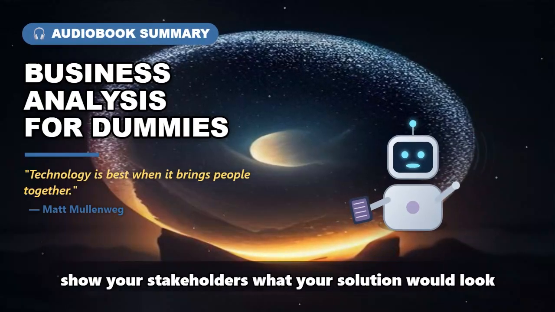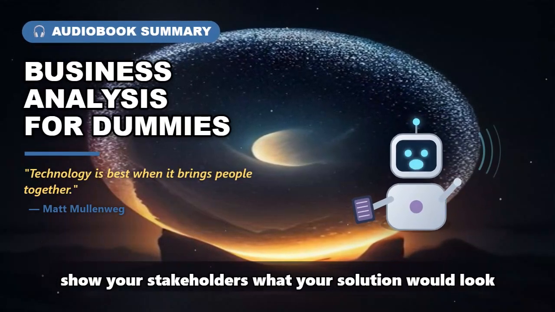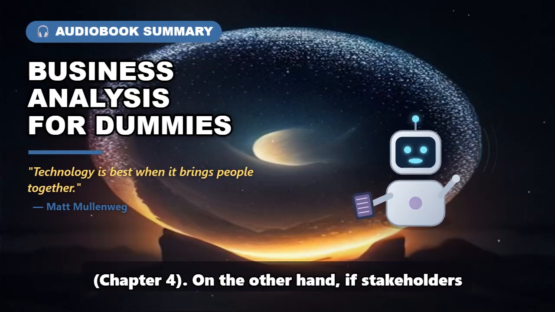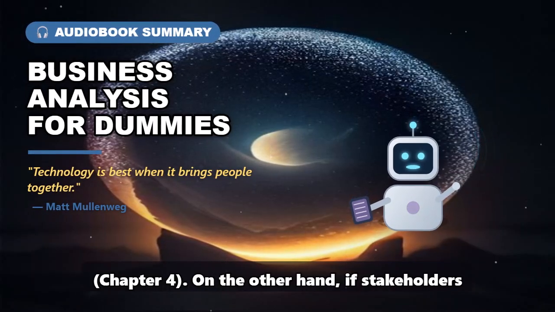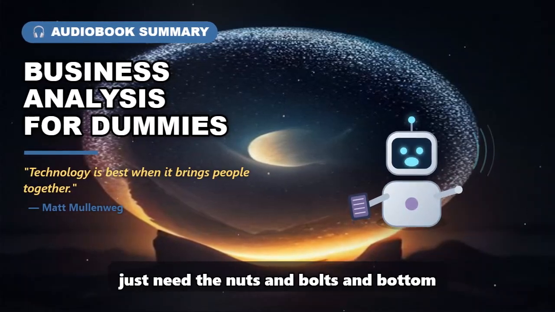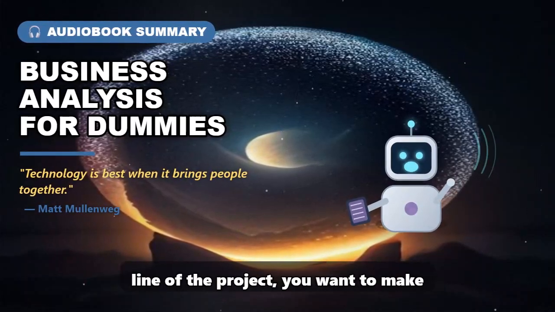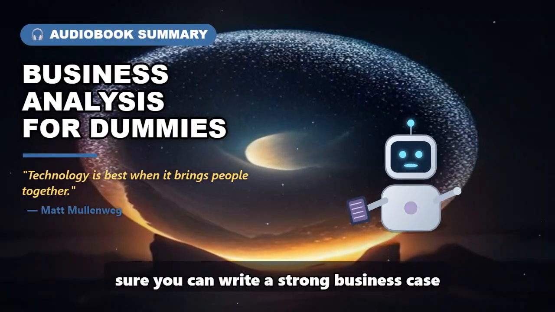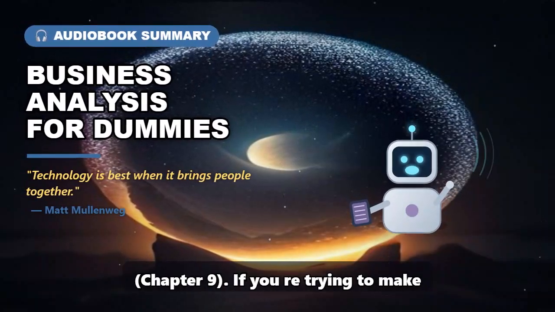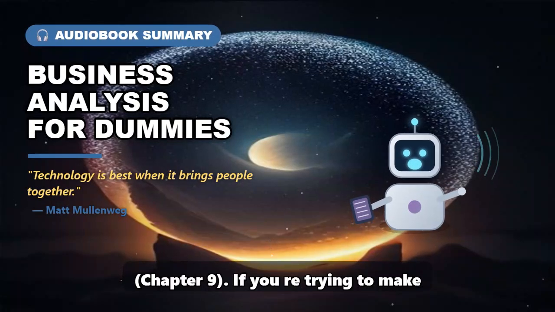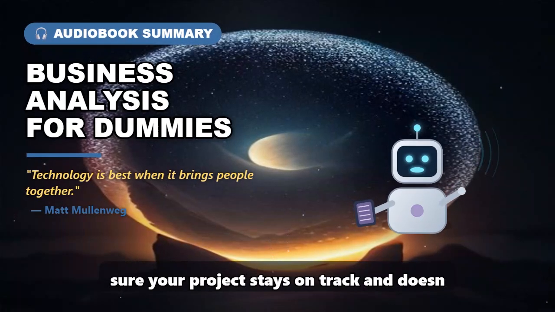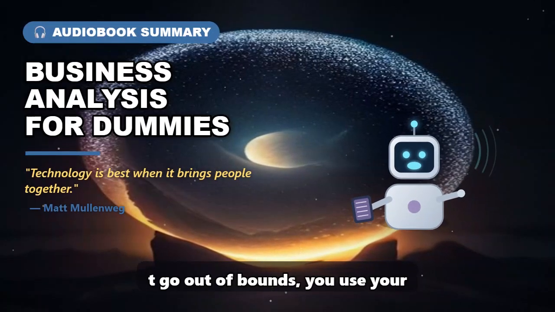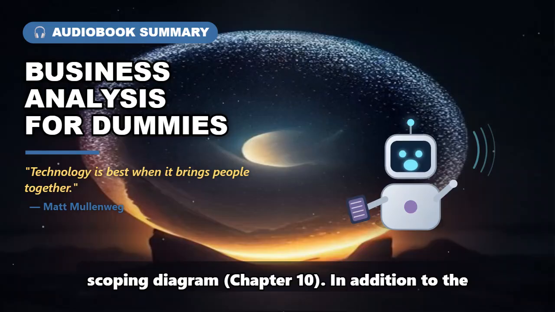If you need to show your stakeholders what your solution would look like in real life, you use a prototype. Chapter 4. On the other hand, if stakeholders just need the nuts and bolts and bottom line of the project, you want to make sure you can write a strong business case. Chapter 9. If you're trying to make sure your project stays on track and doesn't go out of bounds, you use your scoping diagram. Chapter 10.